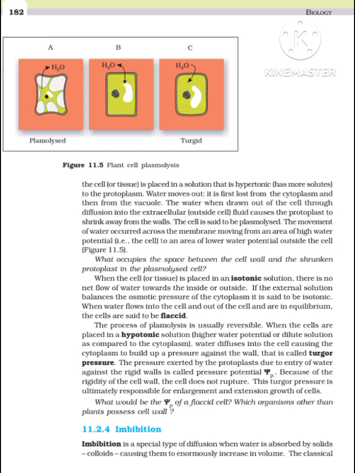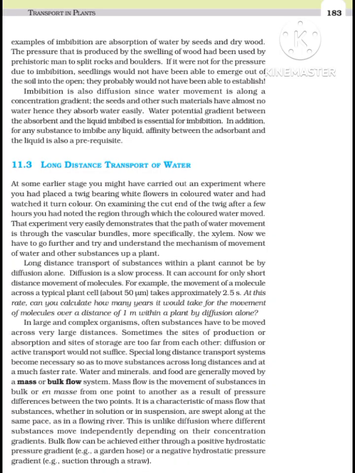1.2.4 Imbibition. Imbibition is a special type of diffusion when water is absorbed by solids, colloids, causing them to increase in volume. The classical examples of imbibition are absorption of water by seeds and dry wood. The pressure that is produced by the swelling of wood had been used by prehistoric man to split rocks and boulders.